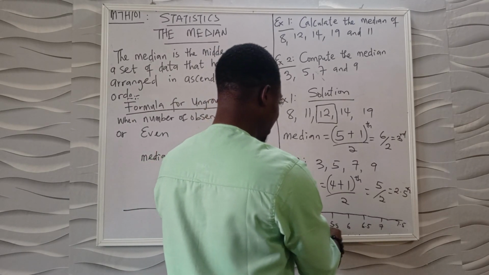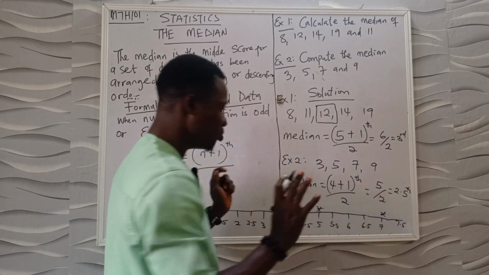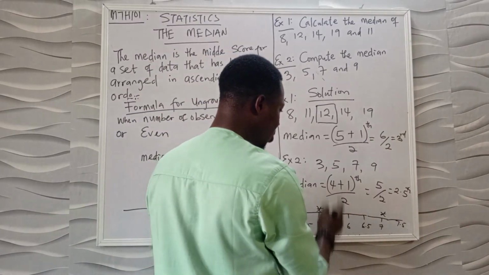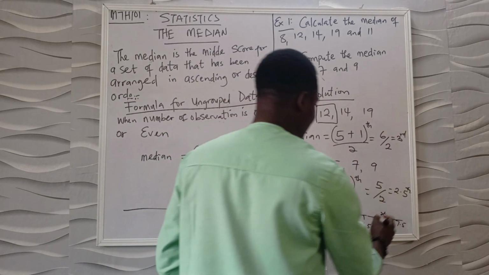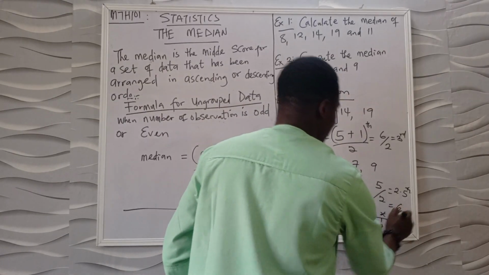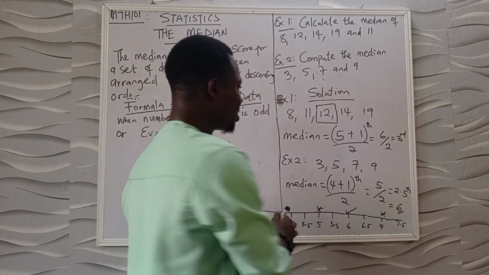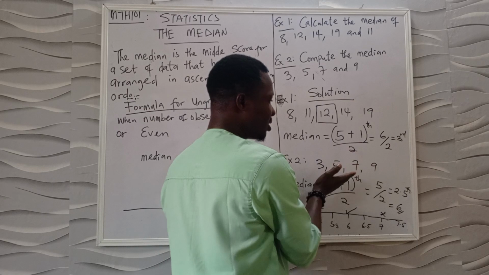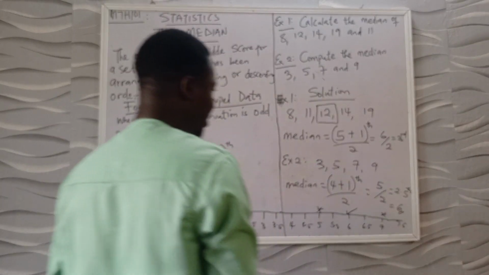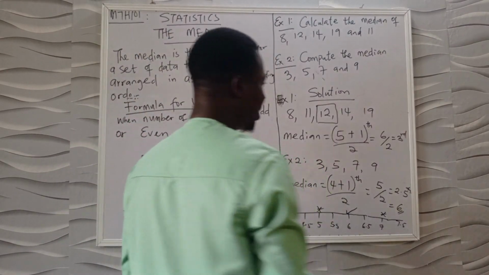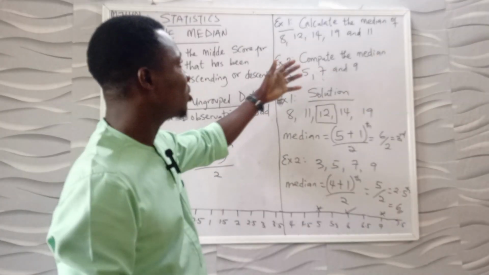This is 5, and this is 7. So we don't want to make use of decimals. So what is the whole number in between 5 and 7? It is 6. So our median will be equal to 6. Although 6 is not part of this observation, we just need to know that our median is 6, which happens to be our correct answer. So this is everything about median of ungrouped data.